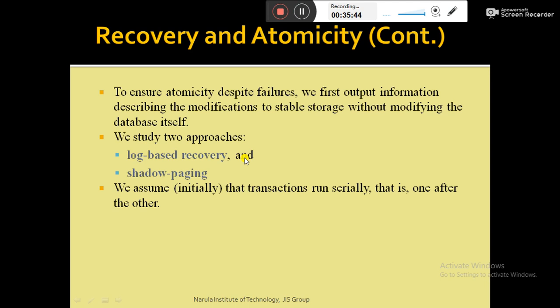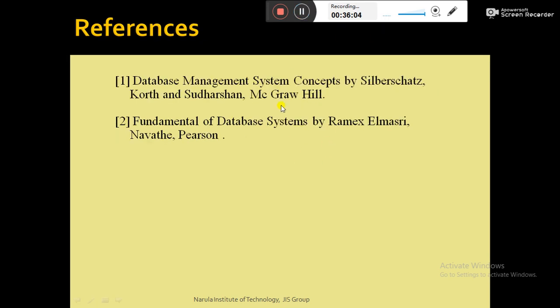What I have discussed is a very simple procedure, but apart from that we have to study two approaches to recovery techniques. One is log-based recovery and the other is the shadow paging technique. In the next lecture I am going to discuss log-based recovery, and that's all for today. These are the references you may go through for more details.